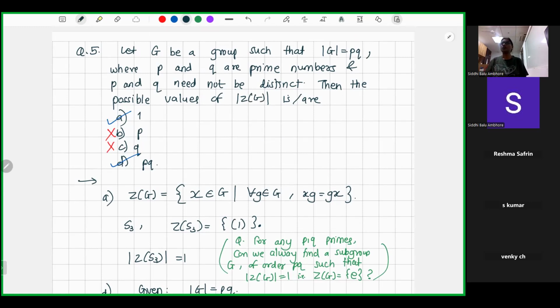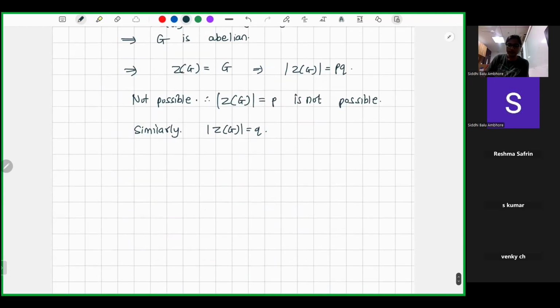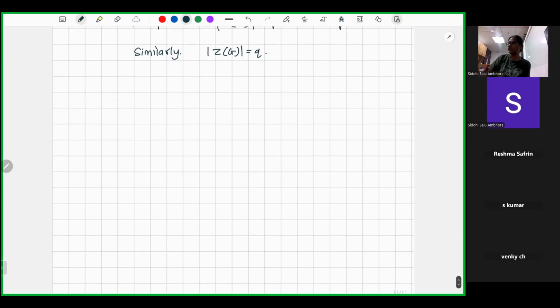That is PQ. Center will either be trivial or center will be the whole group G itself. That's what this information gives. That's the information we get from this question. Okay. Any further doubts? I mean, any doubts, whatever we discussed.